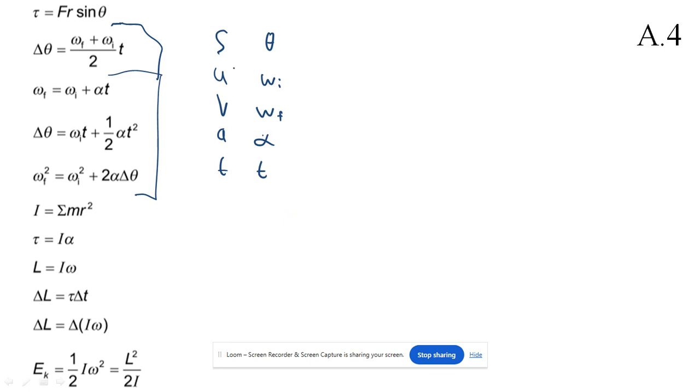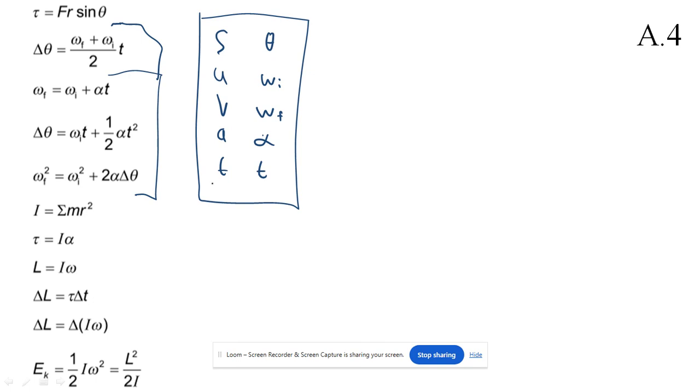Honestly, I just use SUVAT when I'm writing stuff down, but you do want to convert. I don't think they're going to give you revolutions per minute. I did just because you're going to be engineers and probably in the United States, and we don't believe in the metric system. But yeah, you definitely want to do stuff in radians per second, per second.